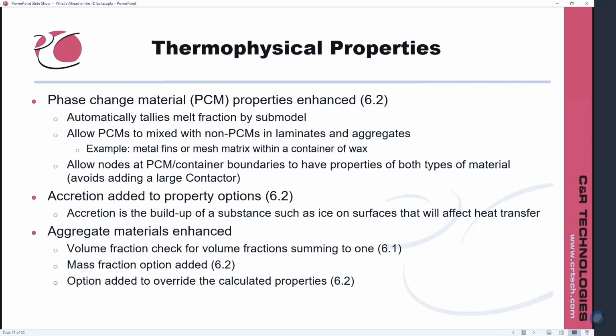With thermophysical properties, we've made some changes with phase change materials. They've been enhanced in the next release. They will automatically tally the melt fraction by submodel, and then we're now allowing phase change materials to mix with non-phase change materials in laminates and aggregates. So you might be modeling metal fins or a mesh matrix within a container of wax, and you want to include the different components of conductivity and density.